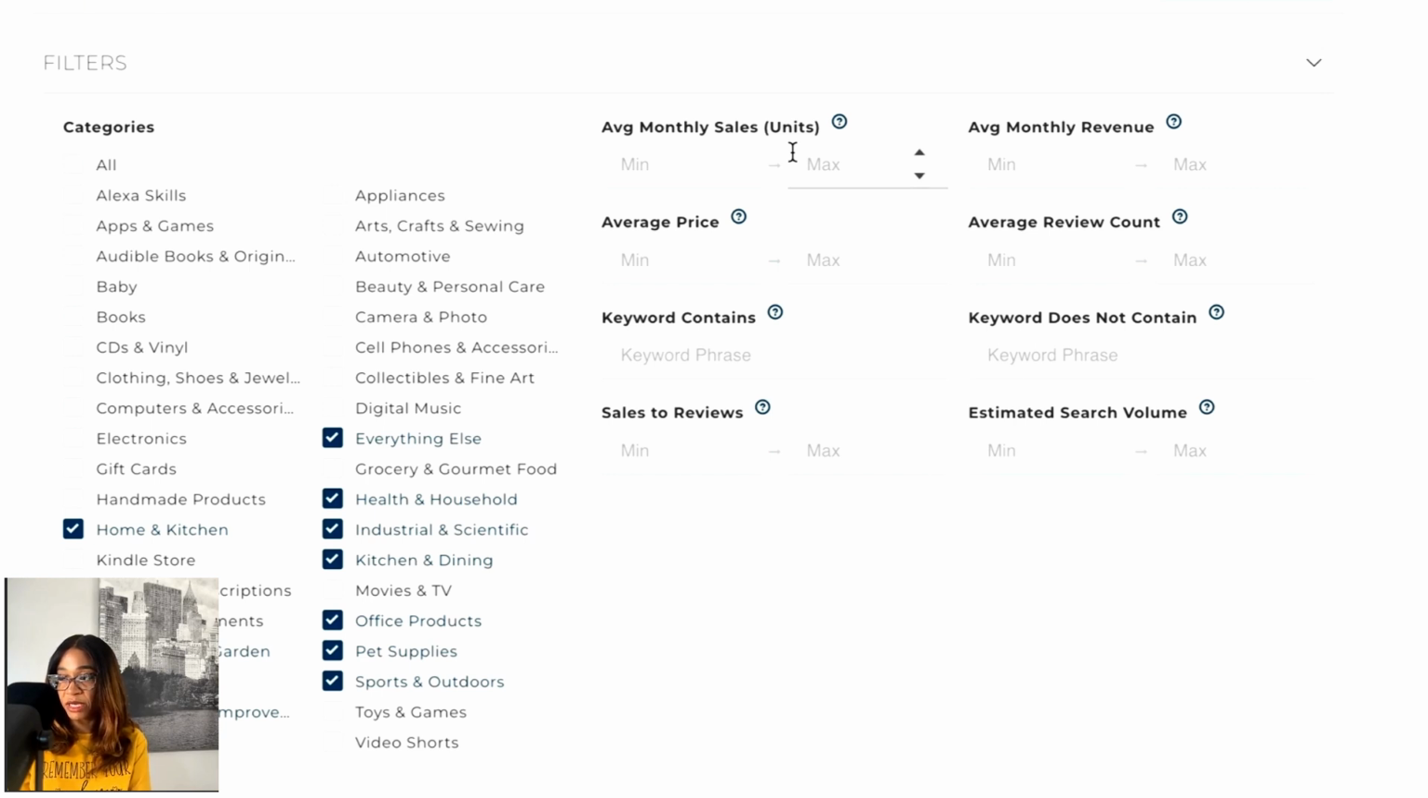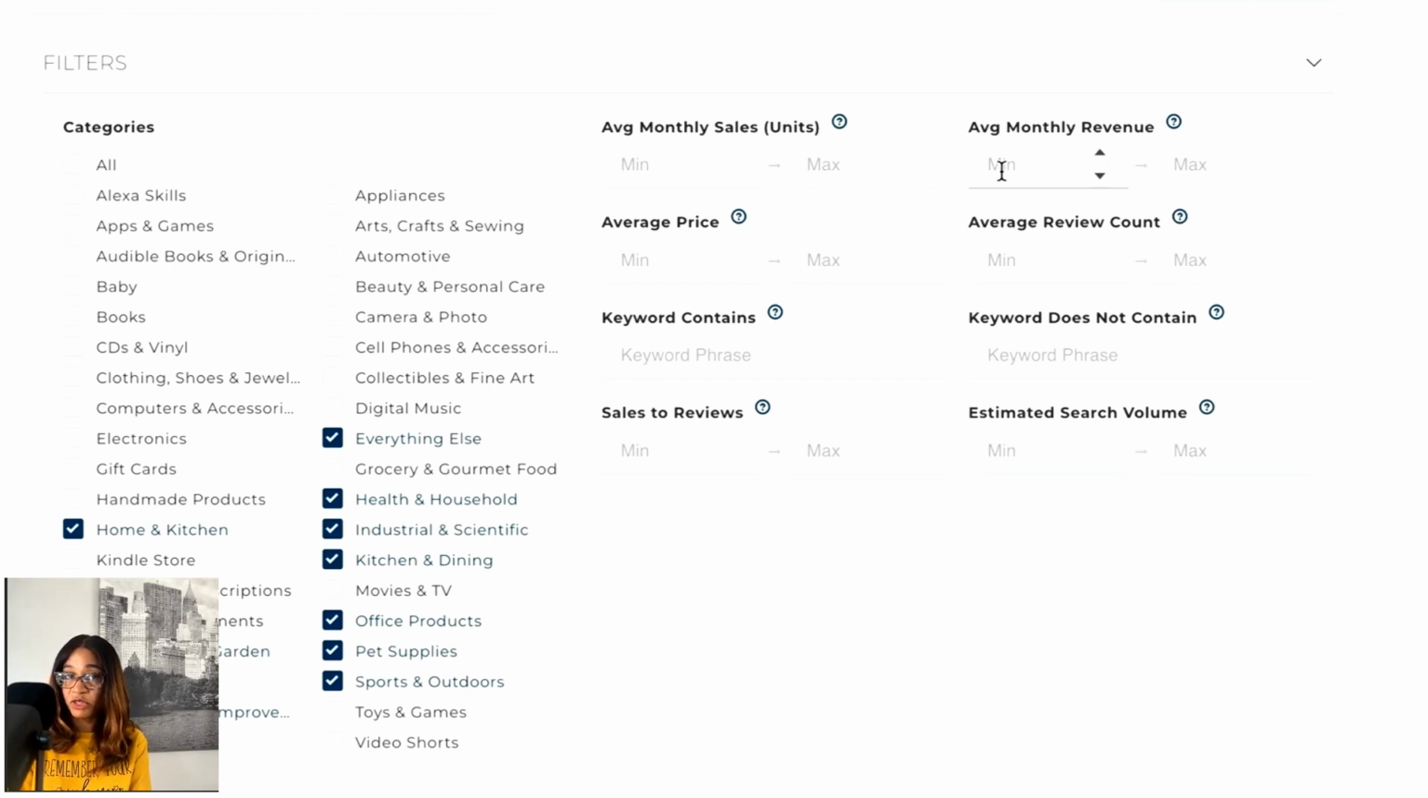So if, for example, I say I want to sell 20 products at the minimum and 80 at the maximum, what if a product that sells 81 is going to get me a lot of sales, and because I put a cap on it, I'm not going to see that product. So I leave that blank. The next one over here says the average monthly revenue. So the average monthly revenue is saying how much you want to make on this product per month.